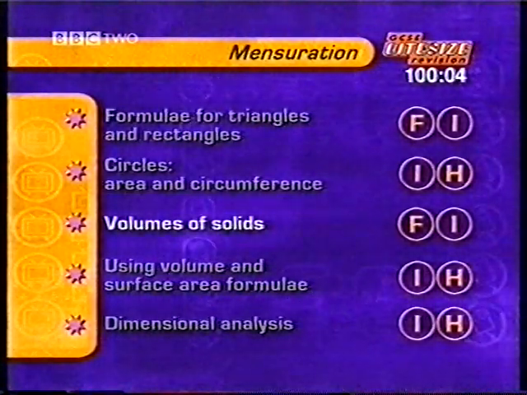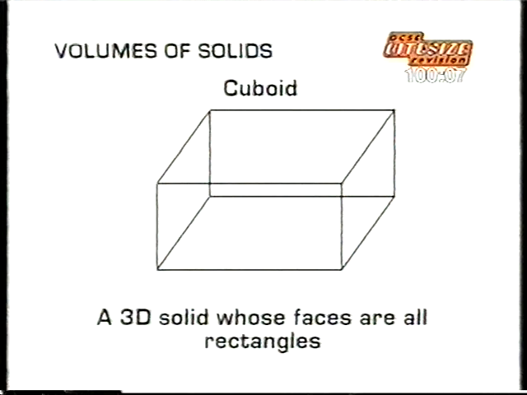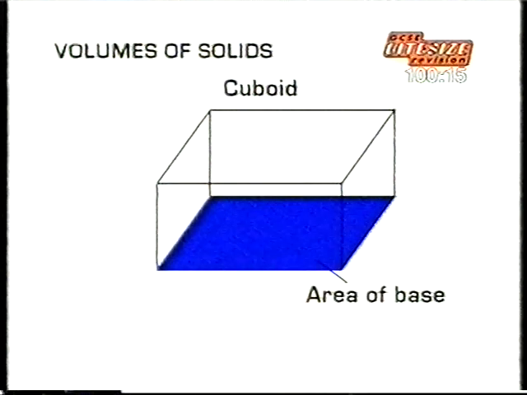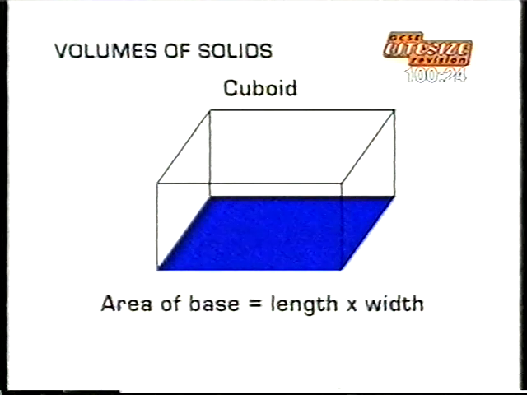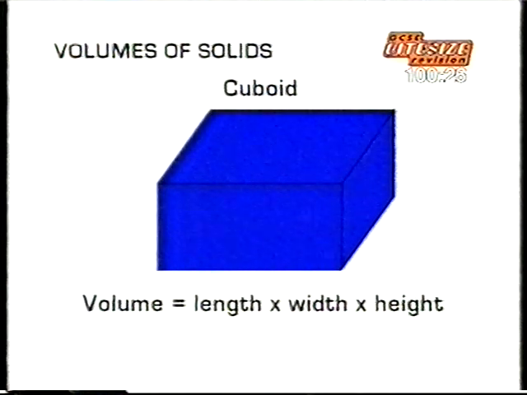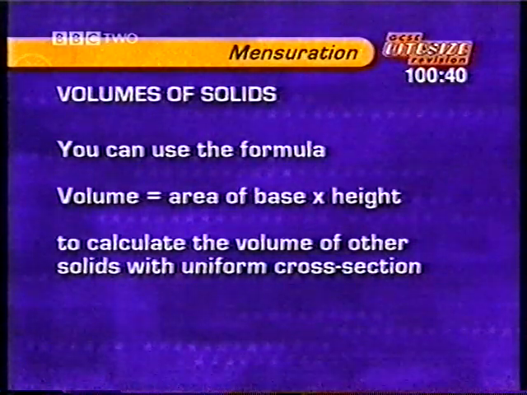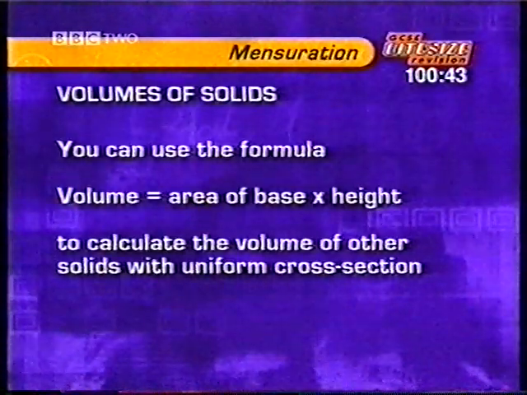Next, the volumes of solids. A cuboid is a three-dimensional solid whose faces are all rectangles. The volume of a cuboid is the area of its base multiplied by its height. And for a rectangular base, the area equals the length times width. A equals L times W. So the volume of a cuboid is length times width times height. V equals L times W times H. You can use the formula volume equals the area of the base times the height to calculate the volume of other solids with uniform cross sections.